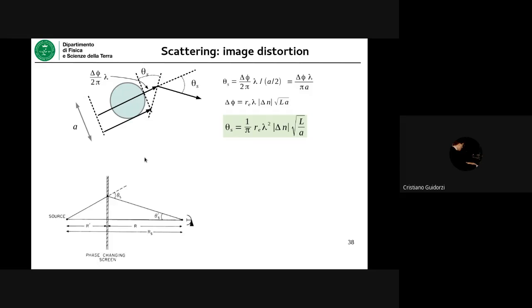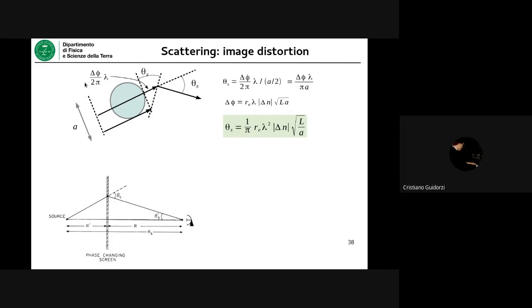This holds as long as you have a source. So this is theta s, what you observe. It is, in particular, the angular size of the source as seen from your point of view as an observer, due to the different scatter in the refractive properties of the medium.